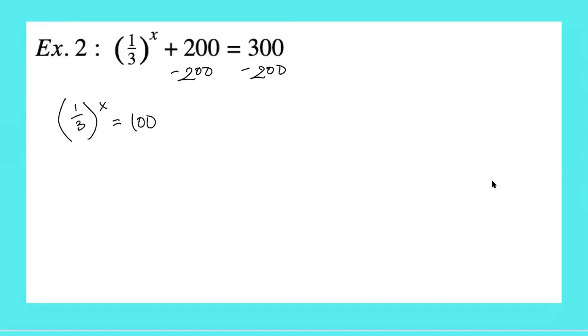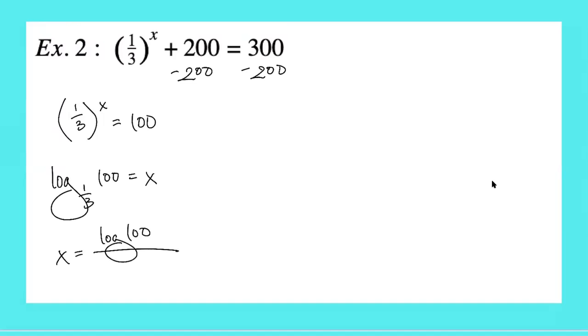Now my exponential is isolated, so I can rewrite it in log form. What's the base here? 1/3, you got it. So log base 1/3 of 100 equals my unknown. If we want to type this into the calculator, it's log 100 over log 1/3. Let's see what that gives us.